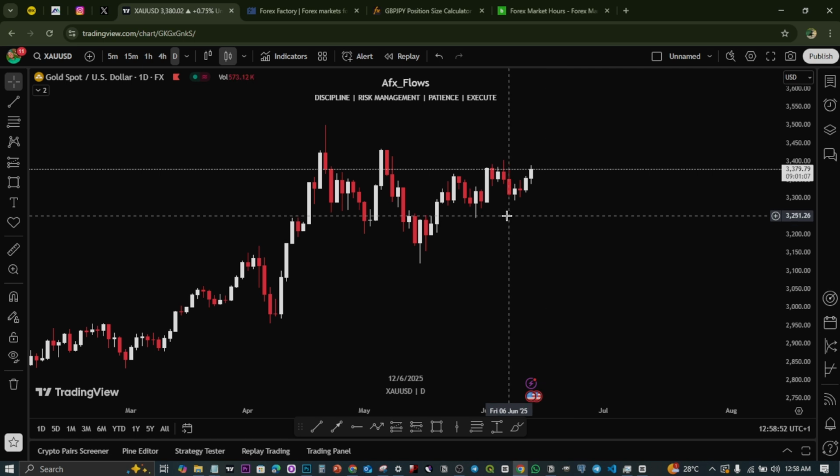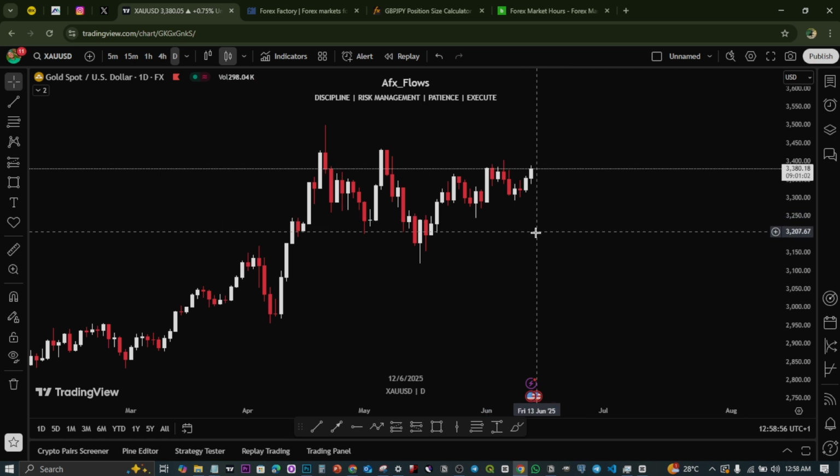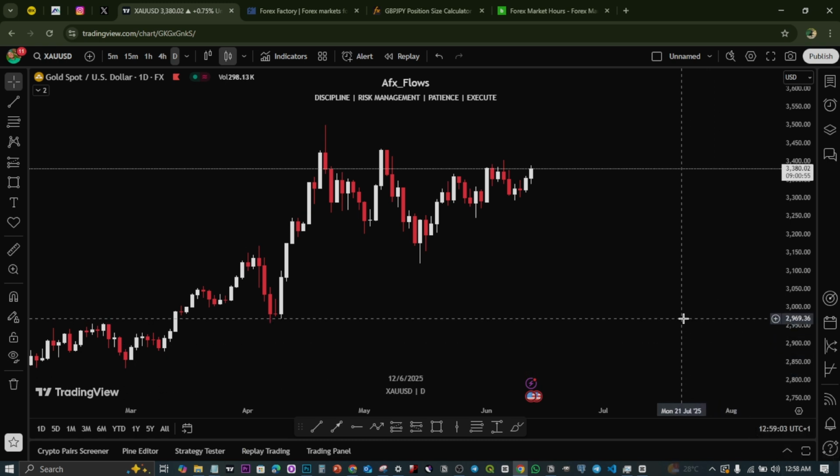So basically we want to do a top-down analysis on gold, and currently this is New York session. This is 12:58, close to New York session. So without further ado, let's get started.